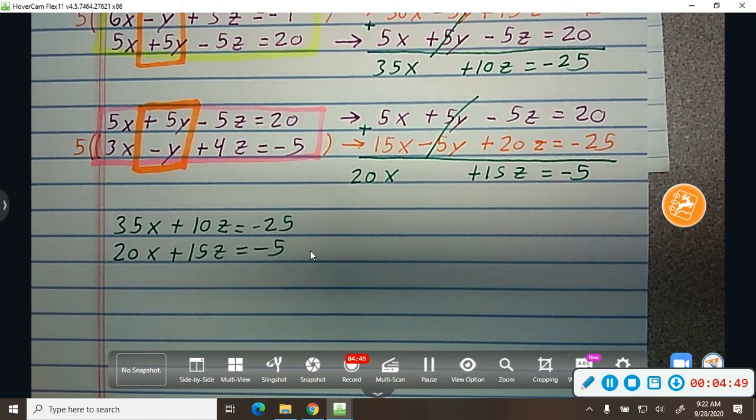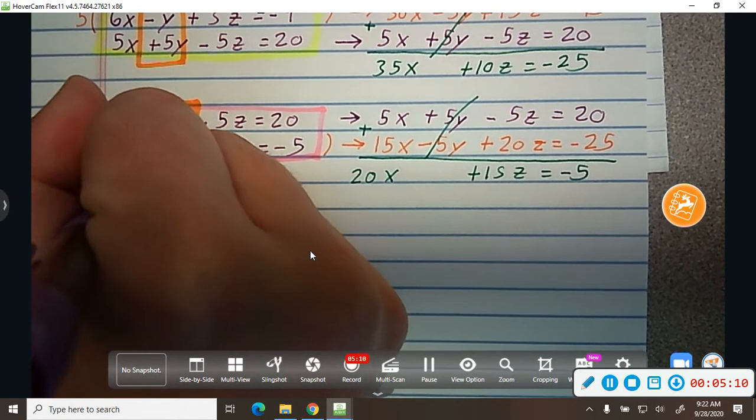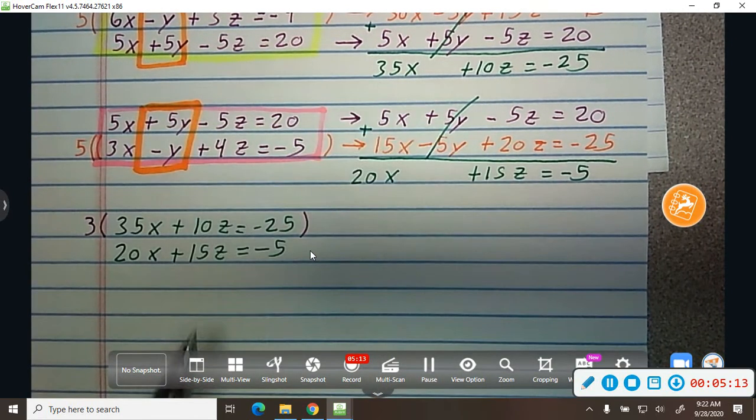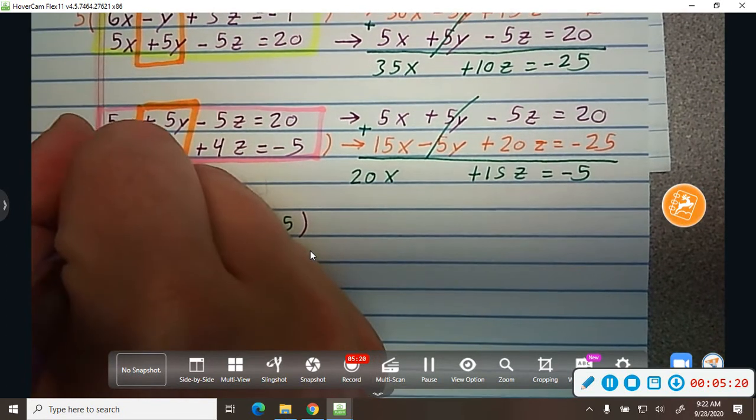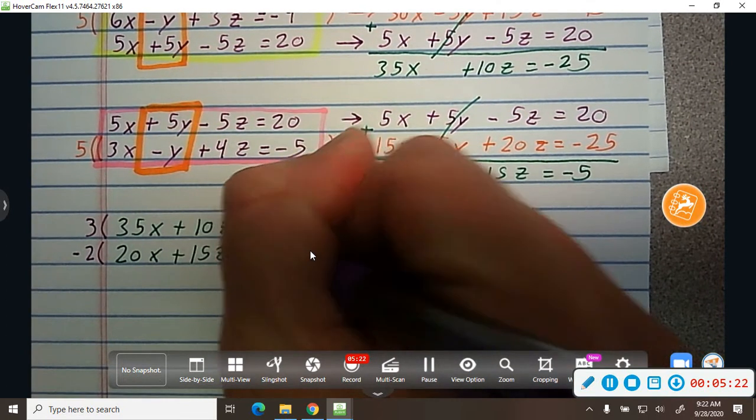Okay, so I'm going to think about that and probably pick 10 and 15, knowing that if I count by tens, that's 10, 20, 30, and if I count by 15s, 15, 30, so the least common multiple of 10 and 15 is 30. So I'm going to make one of these positive 30. So I'll multiply, say, this by 3. And then I want this to be negative 30, so I'll multiply by negative 2. Do the math.